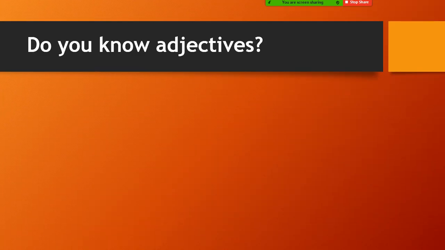The third part of speech is the adjective. What is the adjective? It describes the noun or pronoun. Excellent. The adjective is the word that describes the noun or the pronoun only. If I want to describe something or someone, I use the word adjective.